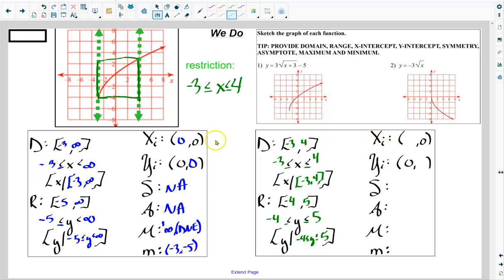Now the x-intercept, that shouldn't change. And that one doesn't change. It could, so be careful. Symmetry, still no symmetry. Asymptote, no asymptote. The maximum, let's look at this graph. Is there a maximum in this case? Well, it looks like we hit that 5 mark. So we're going to say it's happening where? 4, 5.